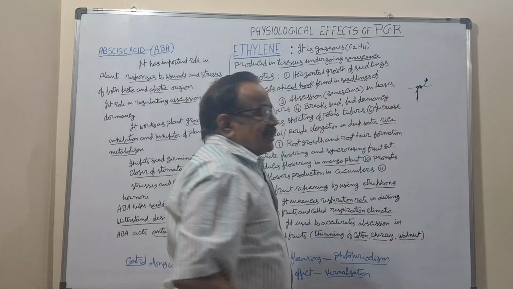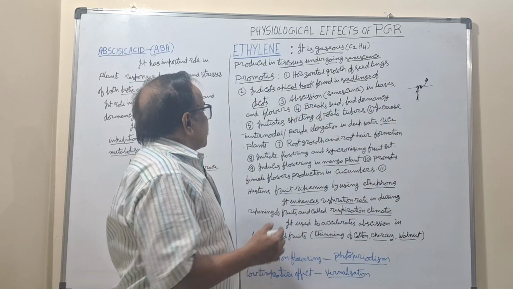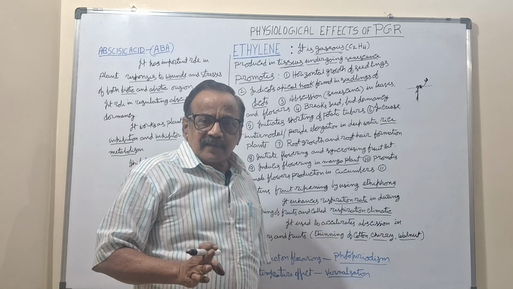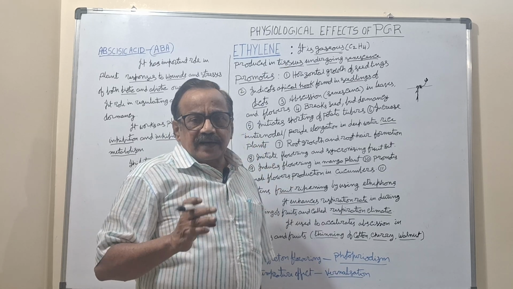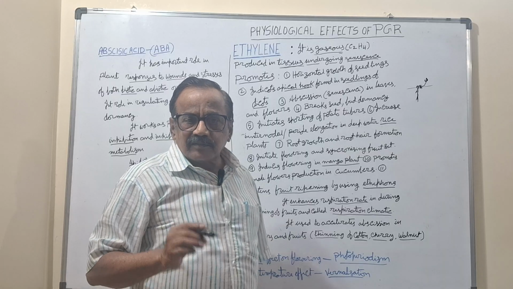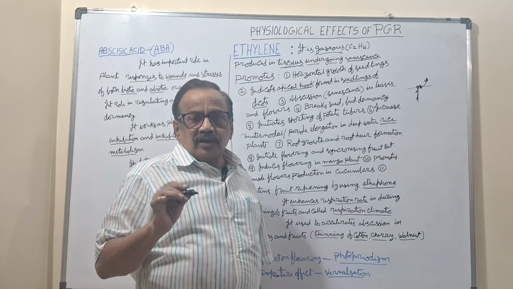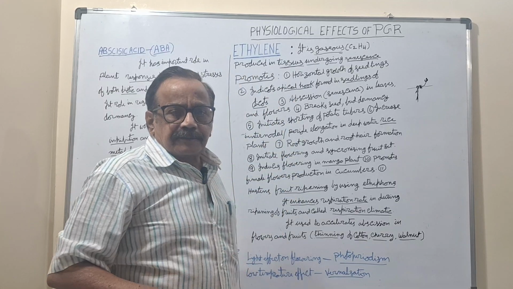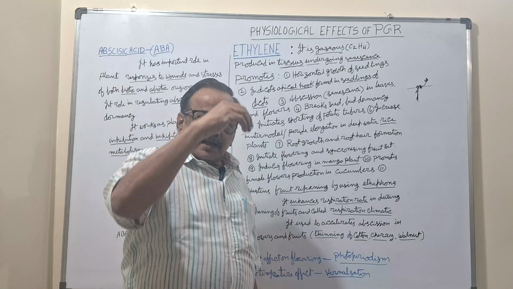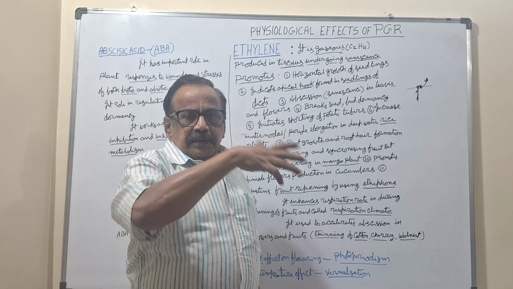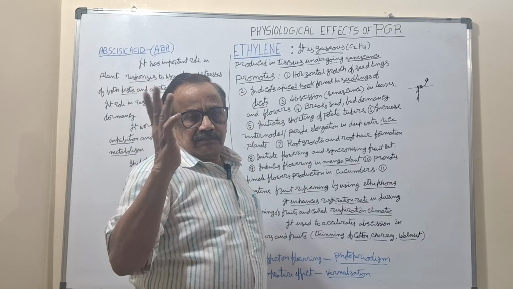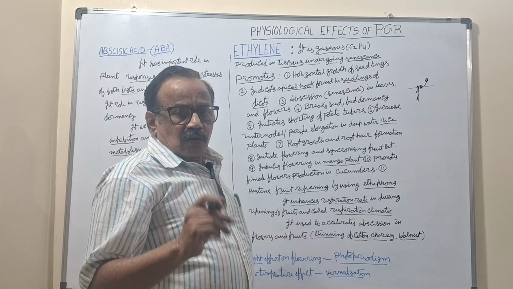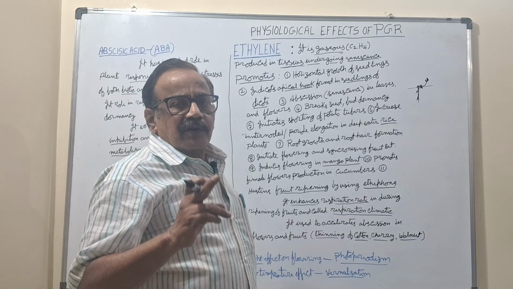And it induces apical hook formation in the seedlings. What is this? Apical hook formation in the seedlings of dicots. He has shown this clearly in the Growth and Development chapter. On the second page he has given one diagram, where he has given the epicotyl hook. Epicotyl hook and apical hook are the same. You see the diagram: it bends like this and pulls the cotyledons and plumule. The hook formation is called the apical hook, or also the epicotyl hook.